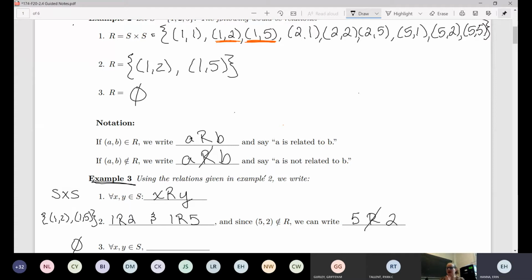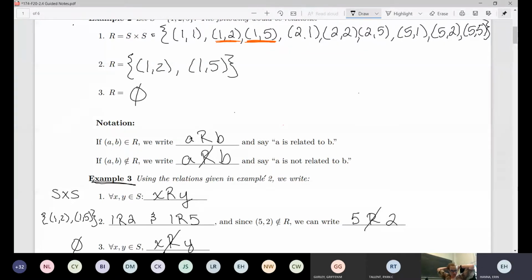Now, when we talk about the empty set relation, well, there's nothing in there. That's just empty. It's nothing. So essentially, for any element you could pick from the original set S, nothing is going to be related at all because we have that the relation is empty. So we'd have for any X and Y, they're not related to each other.